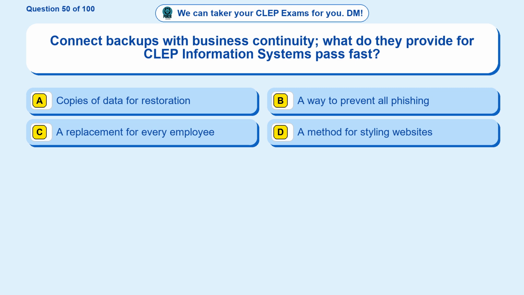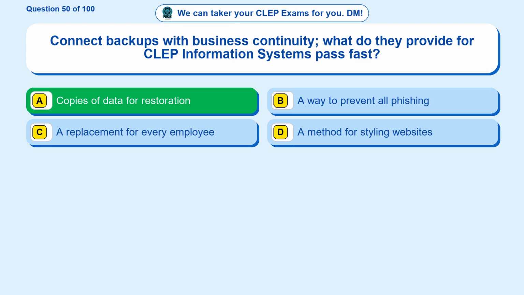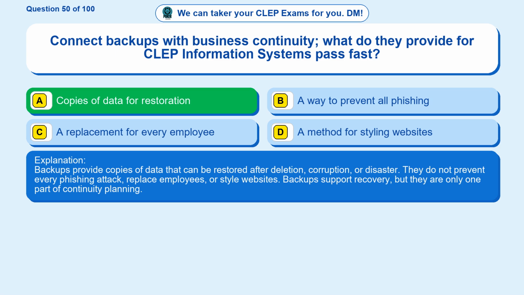A way to prevent all phishing. Option C. A replacement for every employee. Option D. A method for styling websites. The correct answer is option A. Copies of data for restoration. Backups provide copies of data that can be restored after deletion, corruption, or disaster. They do not prevent every phishing attack, replace employees, or style websites. Backups support recovery, but they are only one part of continuity planning.